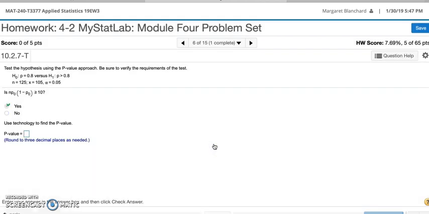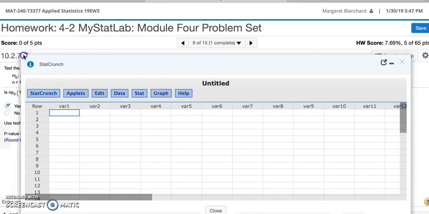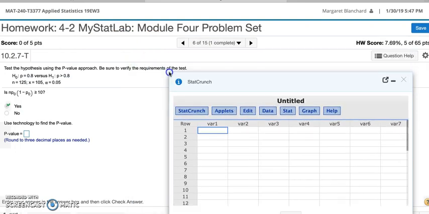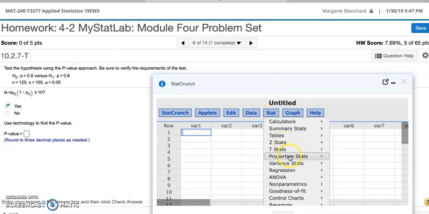Nice work. Use technology to find the p-value. Let's go to question help, StatCrunch. Let's make this a little smaller. So here, we're just going to be plugging in our numbers from the problem. We're going to go to Stat, Proportion stats. Remember, if we're looking at the proportion, that one's pretty obvious. If we were doing a hypothesis test about the mean, we would be looking at t-stats. Here we have proportion stat.